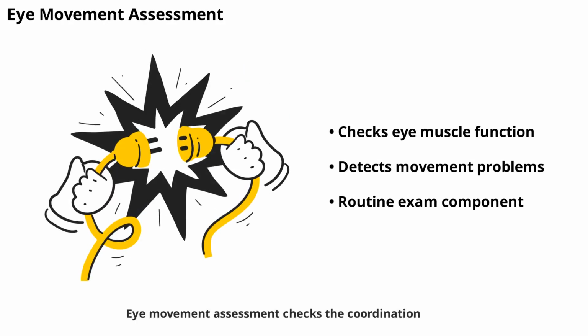Eye movement assessment checks the coordination and function of the eye muscles. This test helps detect problems that may affect vision or complicate cataract surgery. The doctor observes how the eyes move in different directions and responds to stimuli. Eye movement assessment is a routine part of comprehensive eye exams.